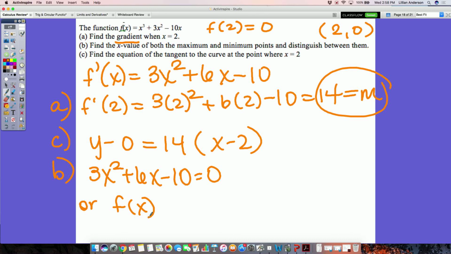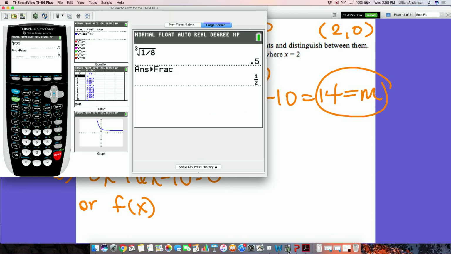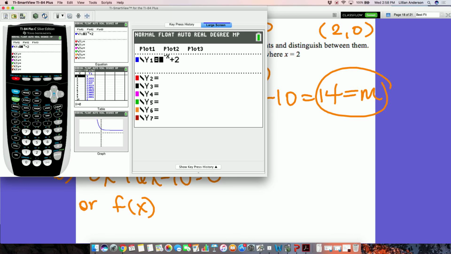Since we are talking about derivatives, I'm going to take the derivative, which was 3x squared. What was the rest?